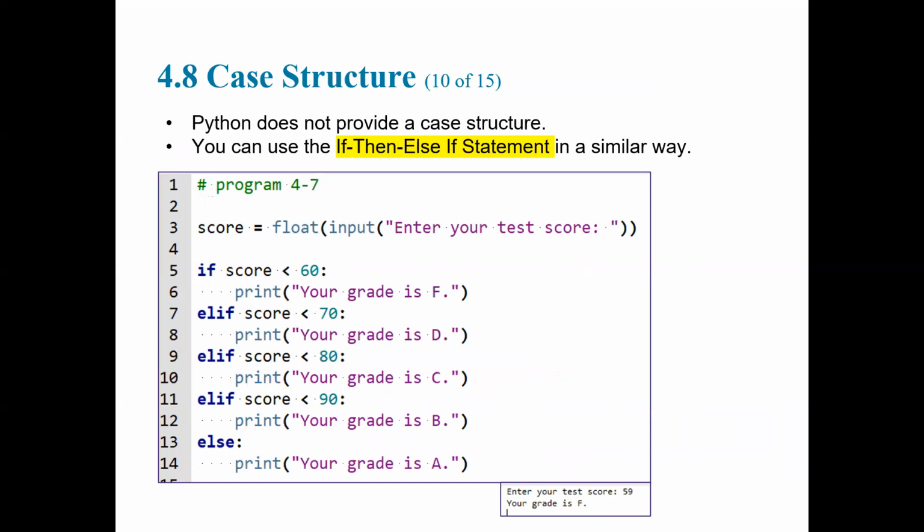The case structure, guess what? Python doesn't have one, thank God. So kind of primitive, and it doesn't do everything that an else if structure can be used for. So the if then else if statement can be used in a similar way. Here we see an example on line 3. We are prompting for enter your test score, and then we go through a series of tests using the elif to prepare an output. So in this particular case, if I enter 59, if you go down this decision structure, 59 catches on the first one there on 5. And so it should say your grade is F.